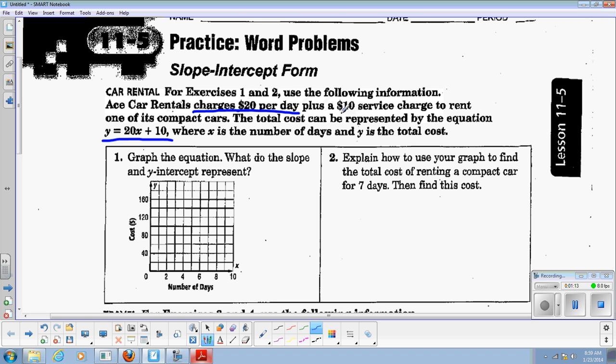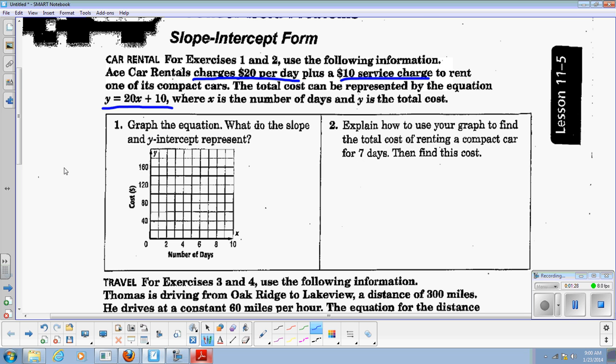And then a $10 service charge. Notice it's not per day after it. There's no per hour. It's just a flat fee. So anything that's a flat fee doesn't change. And notice that is written right here with no variable. So what is that again? Take a look at what that should be. Think about that. It says graph the equation. What do the slope and y-intercept represent?